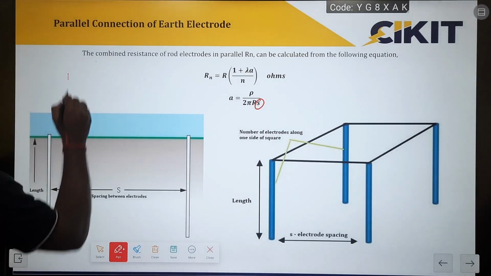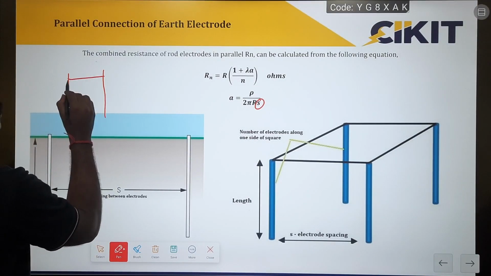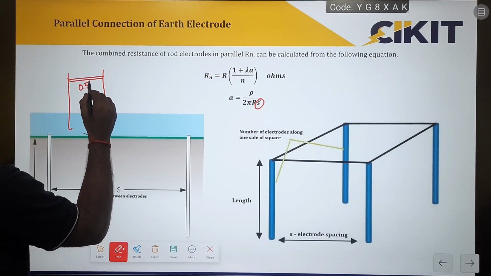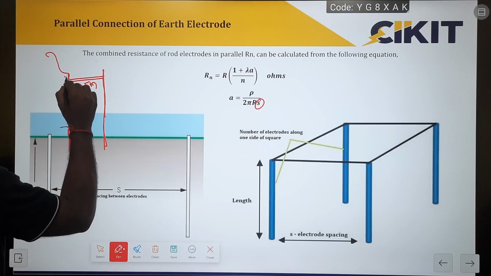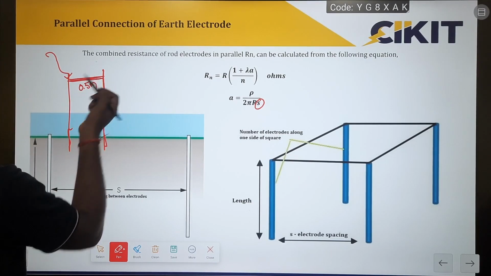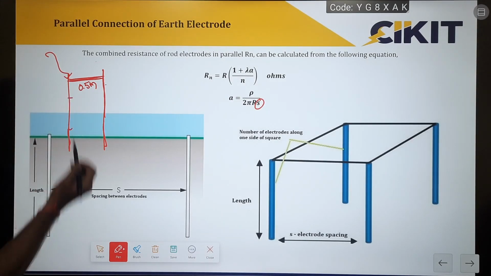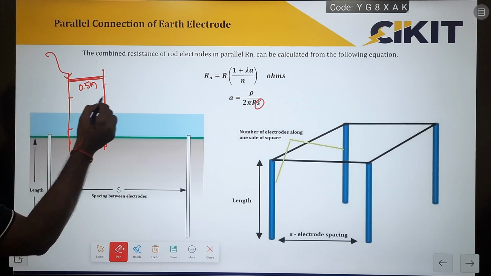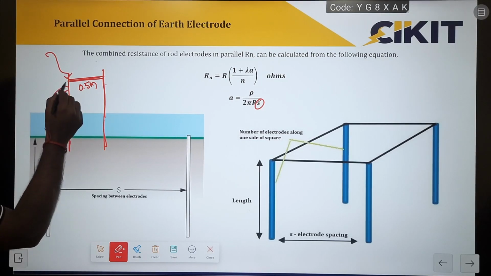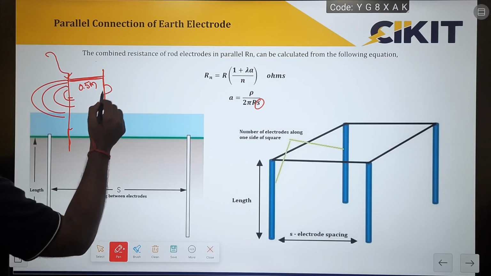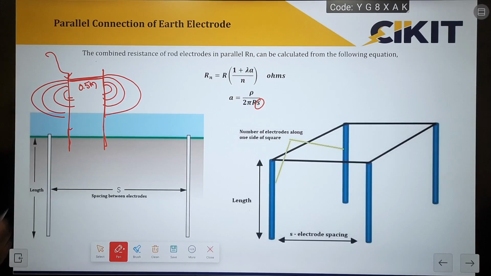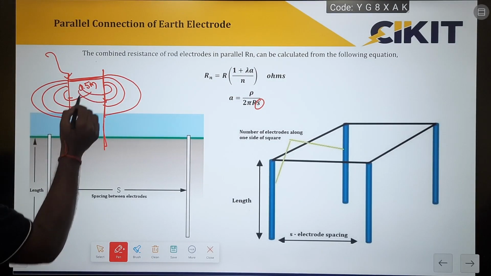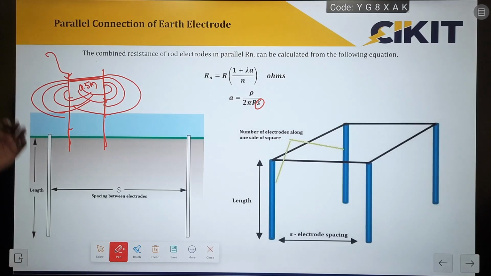If I am installing these two earth electrodes very close to each other, for example at a distance of 0.5 meter, and any fault current is discharging, I am interconnecting these two earth electrodes. So these two earth electrodes are at the same potential, and the discharge can happen only on 50% here, and here also the discharge will happen only on the other half. In this in-between area, the discharge will be very poor because there will be an overlap. Because of this overlap, in this in-between region the conduction won't be happening.